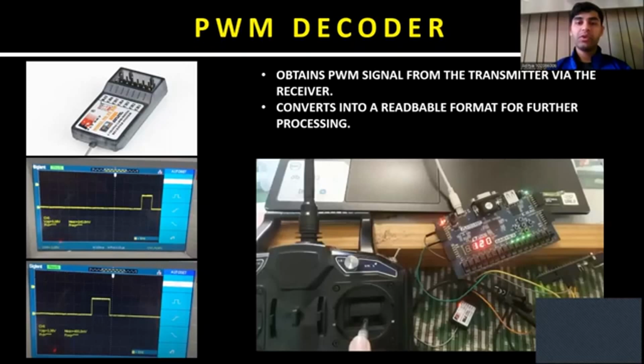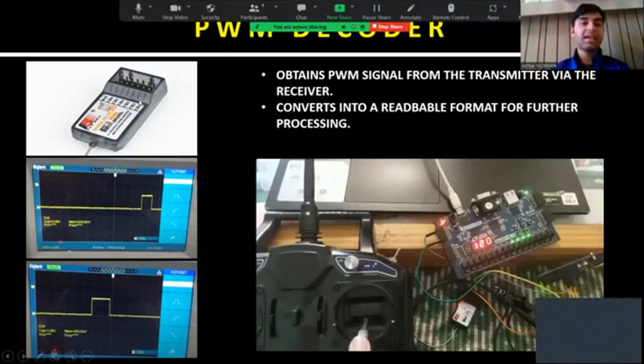The main objective of this module is to obtain the PWM signal from the transmitter via the receiver. So this is the receiver and it has 6 channels. Each of the channels outputs a PWM signal, which is a pulse width modulated signal. Here we can see the actual outputs of the receiver that we have observed on a digital storage oscilloscope.